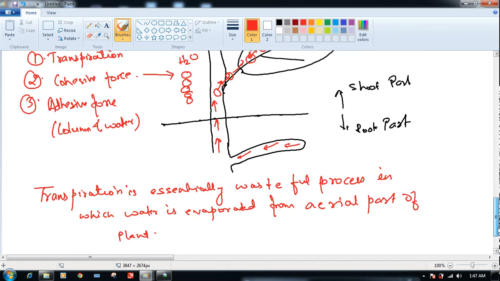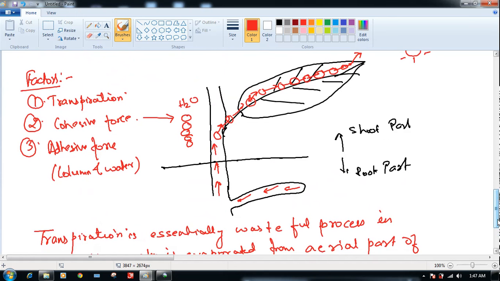So one very important factor here is your transpiration, and it's causing transpirational pull. With the help of this pull, the water reaches each and every part of the body.